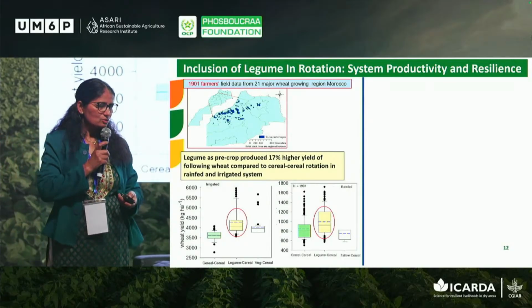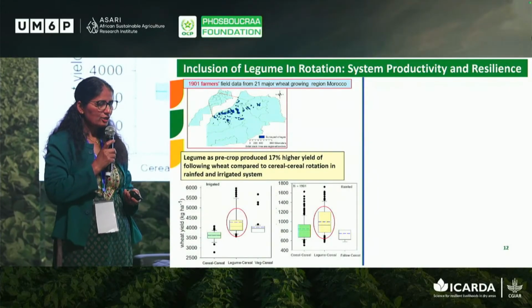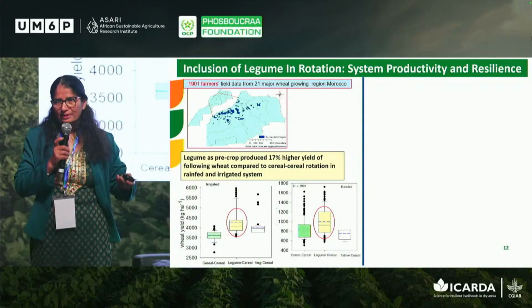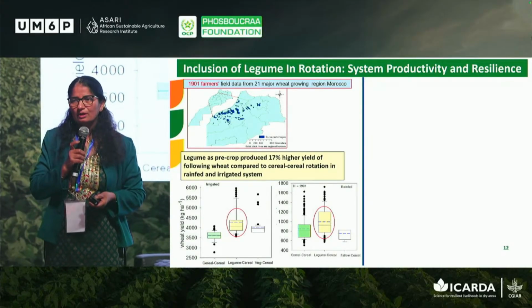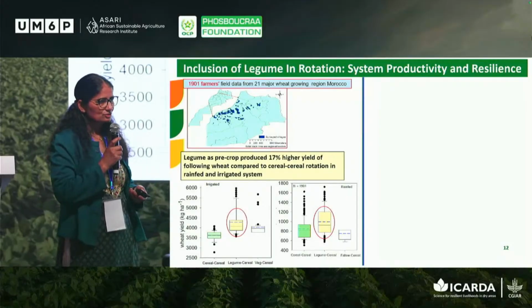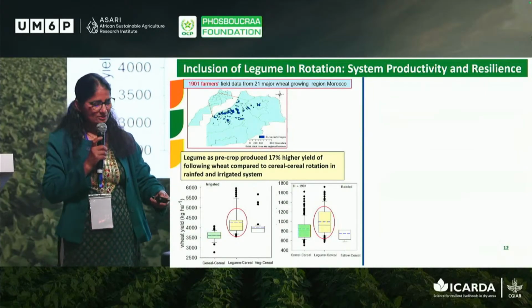Farmers who adopted legume as the previous crop have around 17% higher yield on both the irrigated and rain-fed systems. So it is also under farmers' conditions. It's not only the research station.